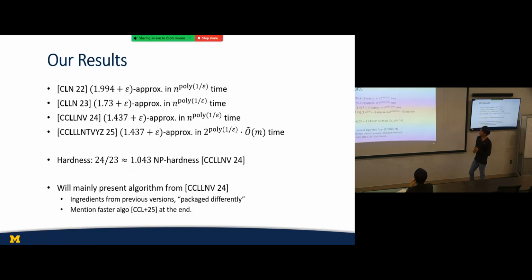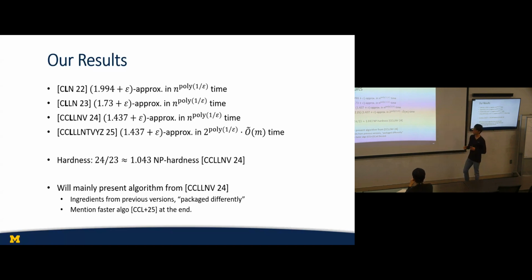Here are our results for the correlation clustering problem. We gave a series of papers giving decreasing approximation ratios with increasing sets of authors. The current best number is a 1.437 plus epsilon approximation, and an upcoming paper has made it FPT in time 2 to the poly(1/epsilon) times linear time. We also have a slightly better hardness, 24/23. So now it's a reasonable number, though there's still some gap.